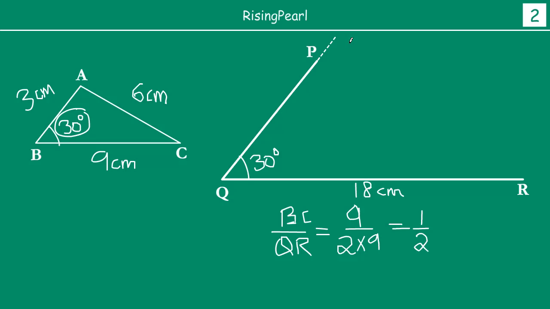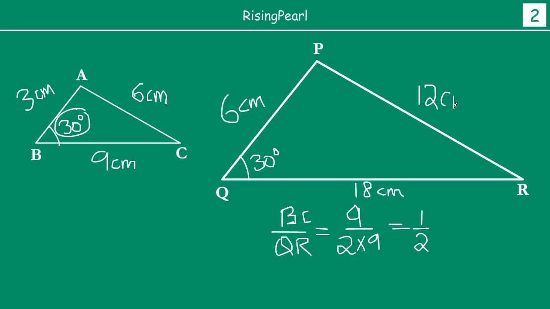So on this line that I have drawn the 30-degree angle, I measure with a ruler 6 centimeter, and I find my point P. And then simply I join PR. So at this point, friends, what you will notice is that if you measure PR, you will notice that this length is actually 12 centimeter.